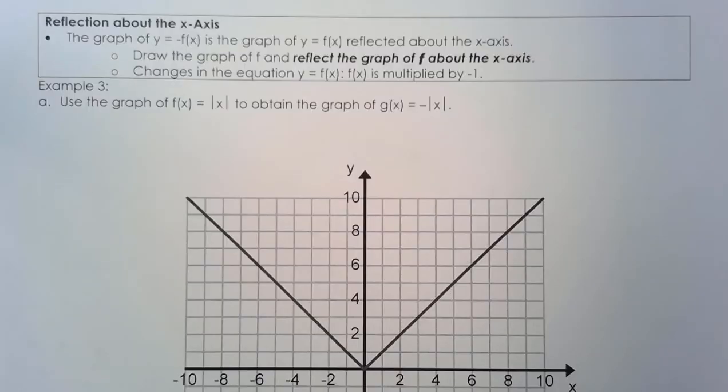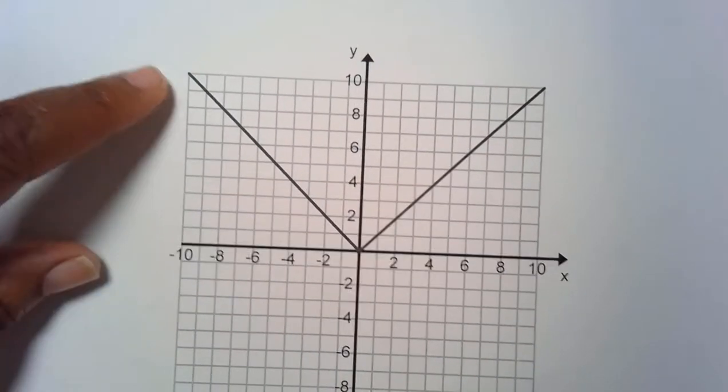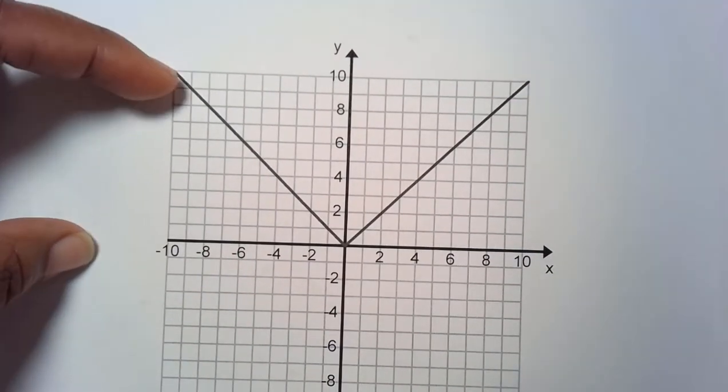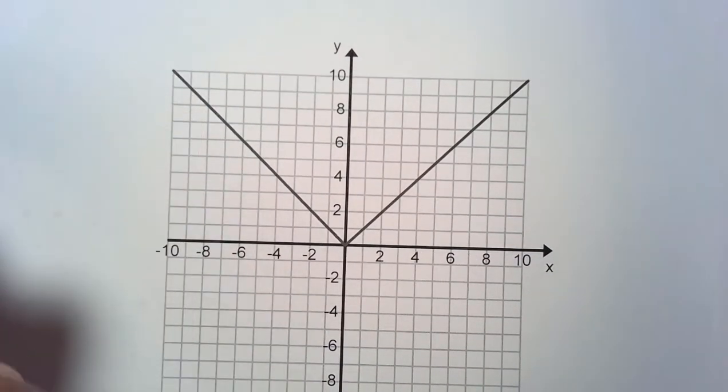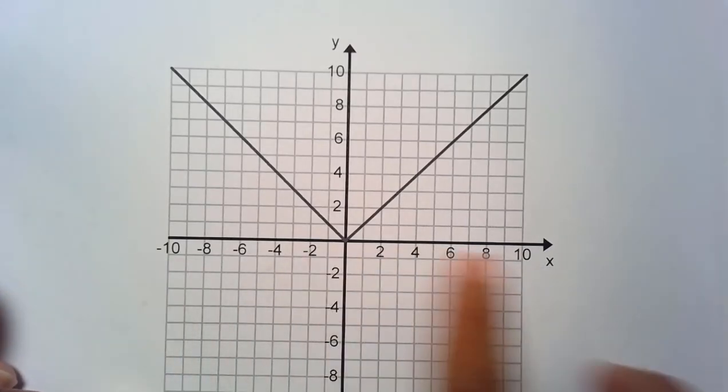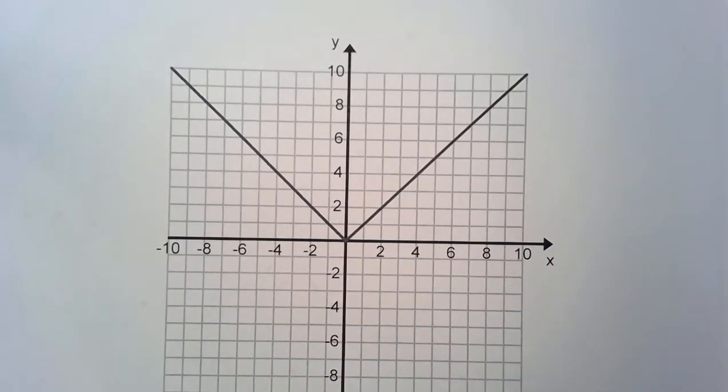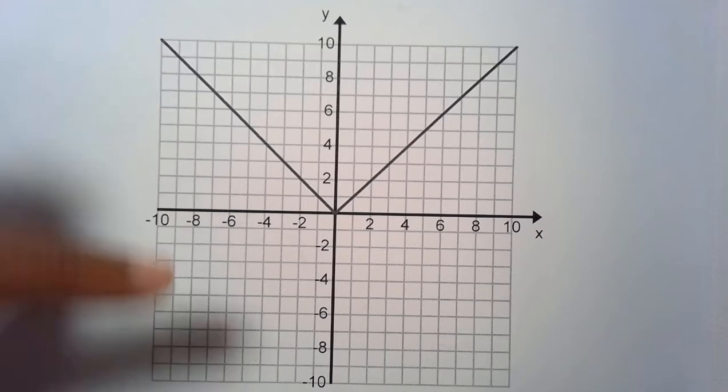Reflection about the x-axis. It says the graph of y is equal to negative times f of x is the graph of y is equal to f of x reflected about the x-axis. Meaning, I take this graph here and it's going to flip over the x-axis. This is our x-axis here. This is what it means by reflect about the x-axis.